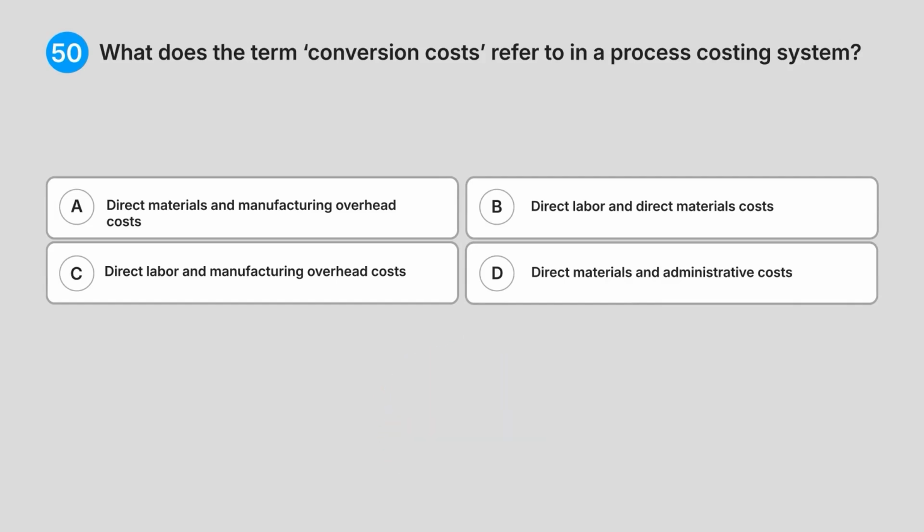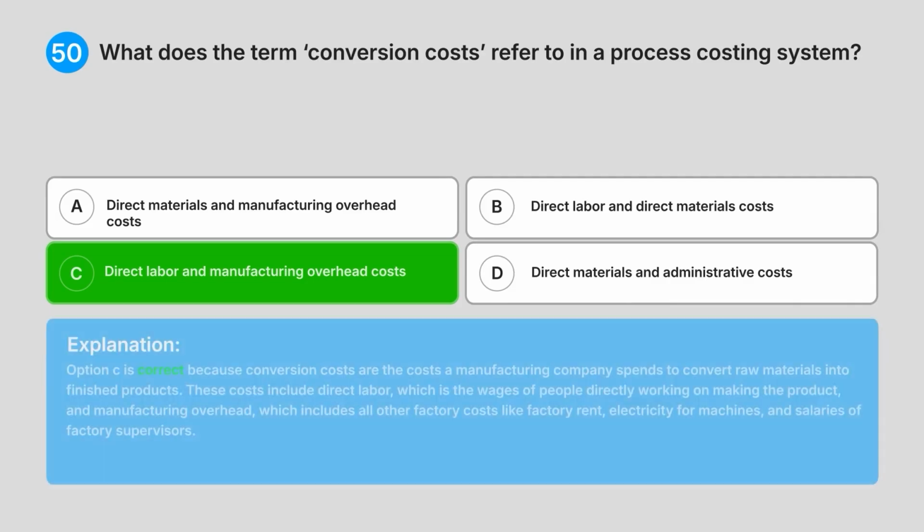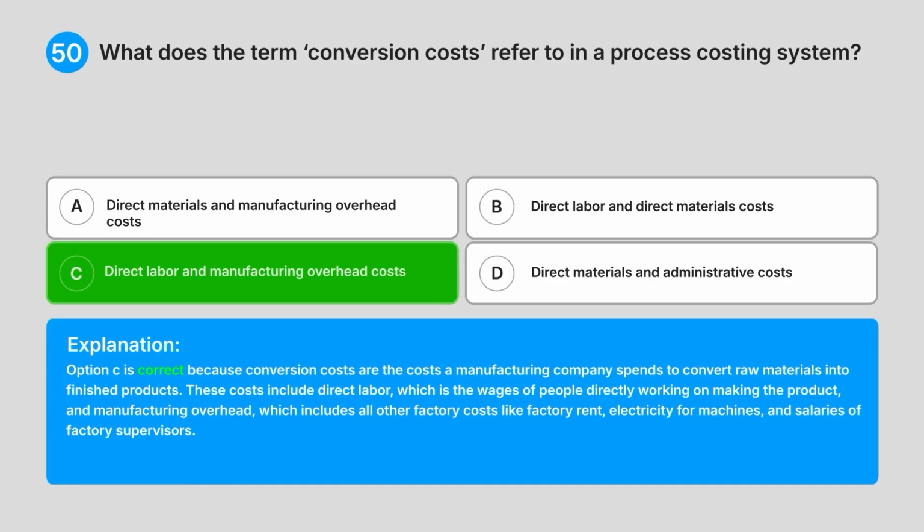Correct answer. C. Direct labour and manufacturing overhead costs. Explanation. Option C is correct because conversion costs are the costs a manufacturing company spends to convert raw materials into finished products. These costs include direct labour, which is the wages of people directly working on making the product, and manufacturing overhead, which includes all other factory costs like factory rent, electricity for machines, and salaries of factory supervisors.